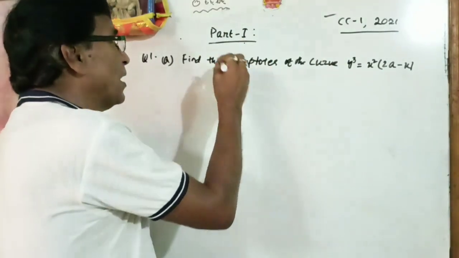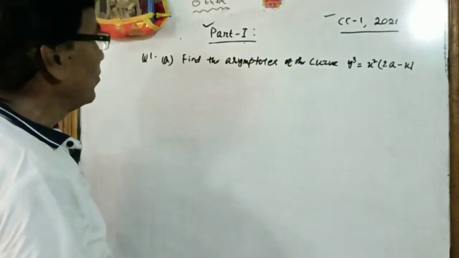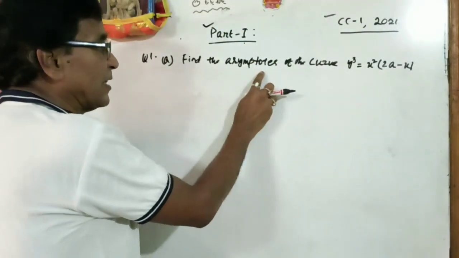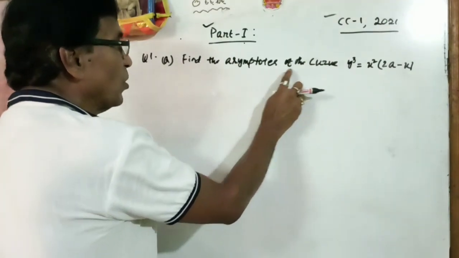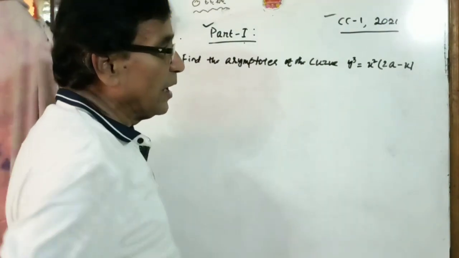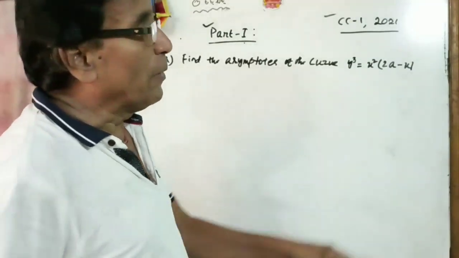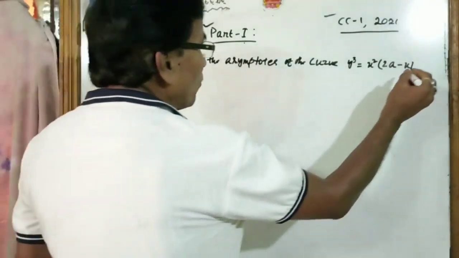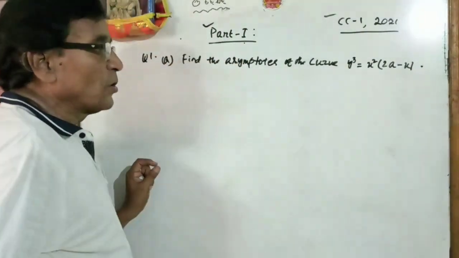Here there are 4 parts. In part 1 it is asked to find the asymptotes of the curve y^3 = x^2(2a - x). So how to find the equation of the asymptotes?